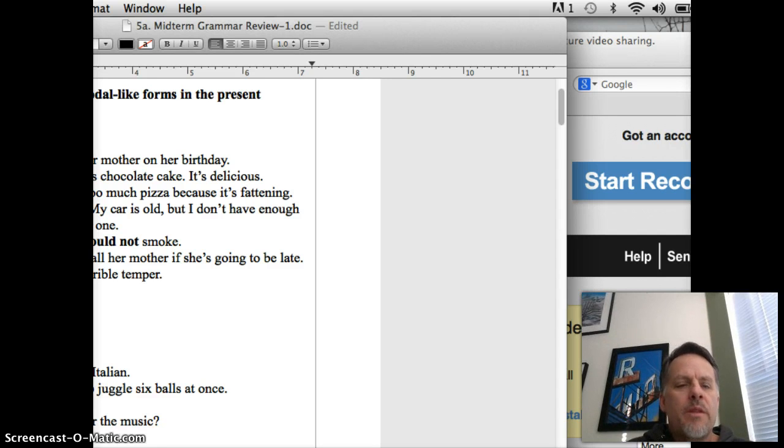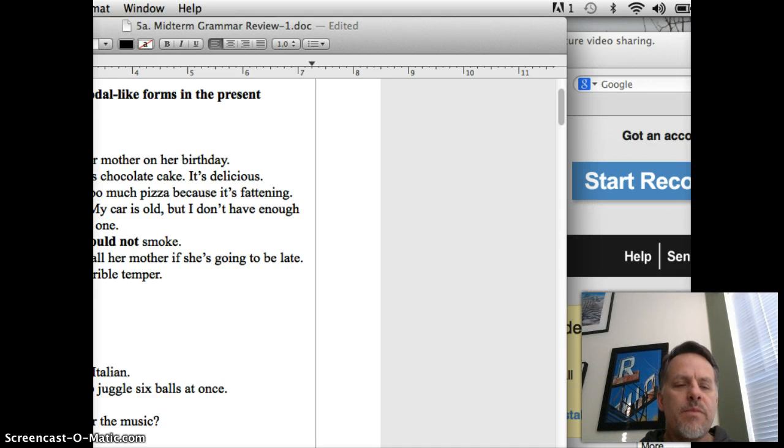So at the beginning of this document, we have modals and modal-like forms in the present. And as we went over in class yesterday, that really is the present and the future, because when we use these modals, it could mean right now, or it could mean in a couple of days, or in a couple of weeks.